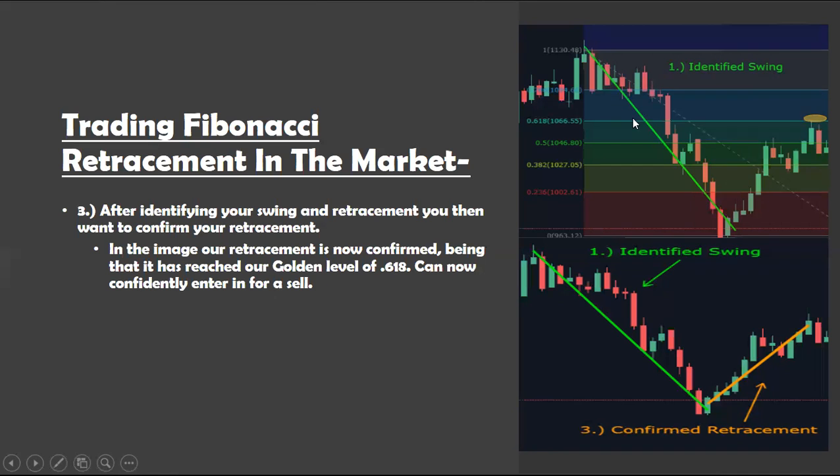Now after you identify your swing and retracement, you then want to confirm your retracement, right? So we had a retracement, but we had to pull out the Fibonacci retracement tool to confirm whether or not it was a valid retracement. And so in the image, our retracement is now confirmed, being that it has reached our golden level of 0.618. And we can now confidently enter in for a sell. Okay. And so here you have an identified swing, and now we have a confirmed retracement because it's hit this level, right?